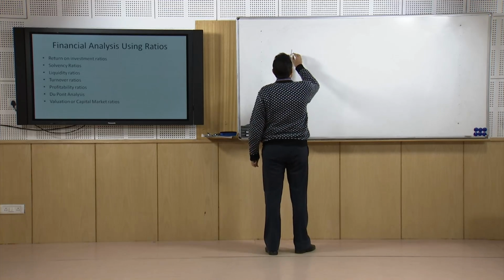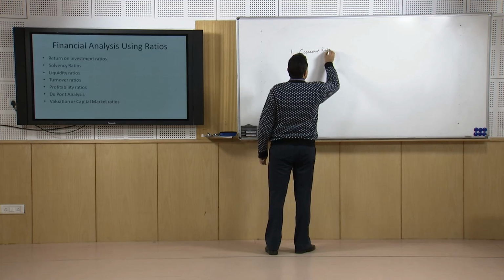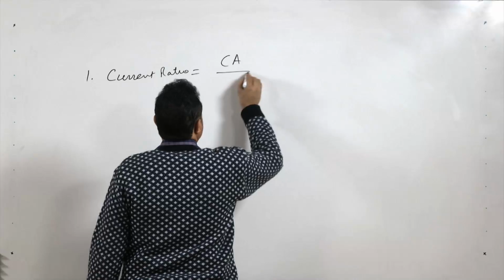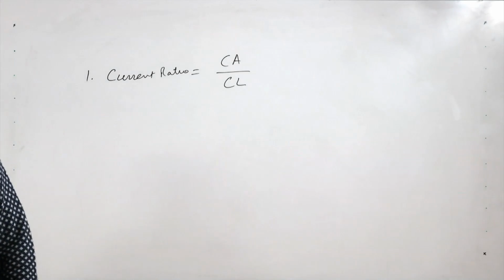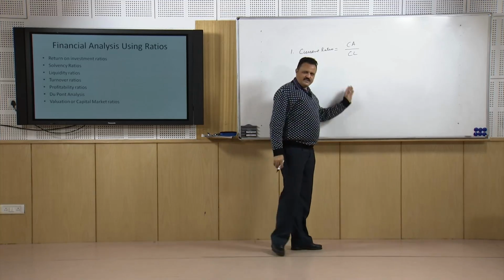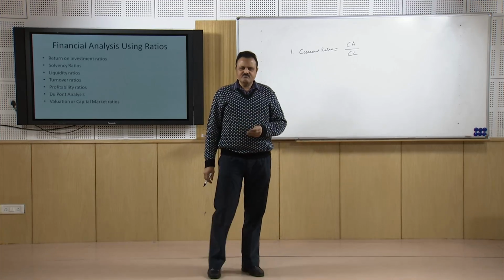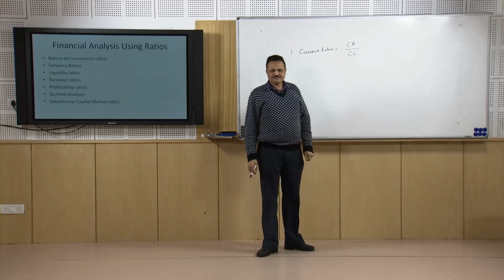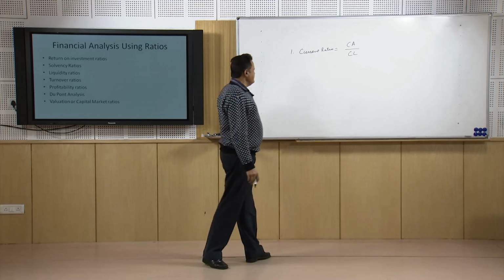The first ratio is the current ratio. It is called CR, current ratio. We calculate the current ratio with the help of CA, current assets, divided by the current liabilities. Total current assets divided by the total current liabilities. This is the current ratio. Whatever the total current assets we saw in my previous lecture, right from the inventory to the cash or the prepaid expenses, all the current assets are taken together and all the current liabilities are taken together, and then we try to see how many times the current assets are of the current liabilities.